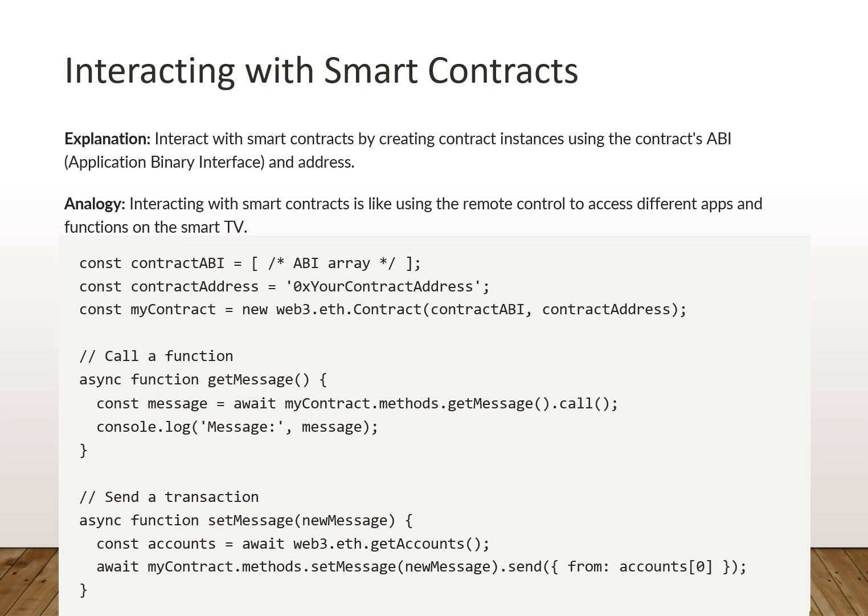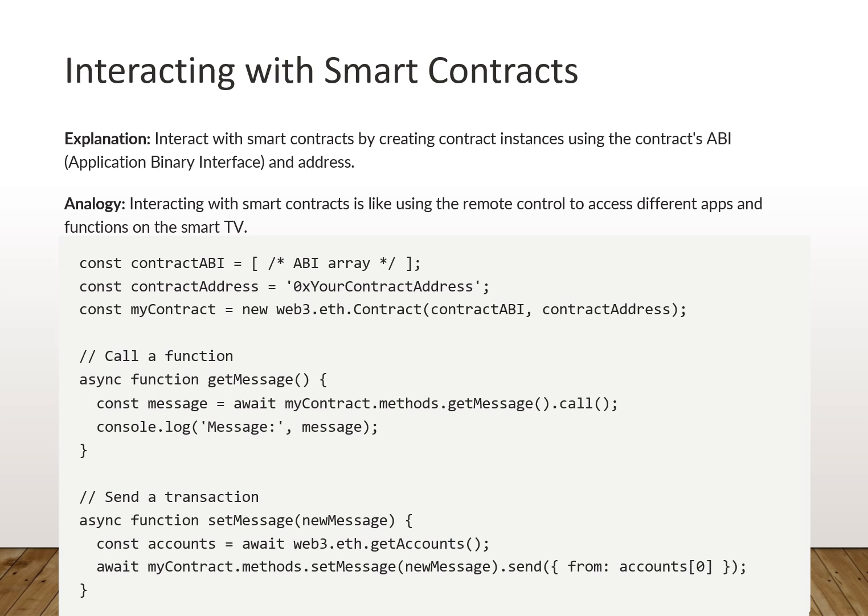The first line is the ABI, which is a JSON array that describes the contract's functions and events. Then the next line is an Ethereum address where the contract is deployed. And the next line creates an instance of the contract, allowing you to call its functions. Then we define an asynchronous function to call the getMessage method of the contract. Then the next line calls the getMessage function and waits for the result. And the console.log line logs the message to the console.